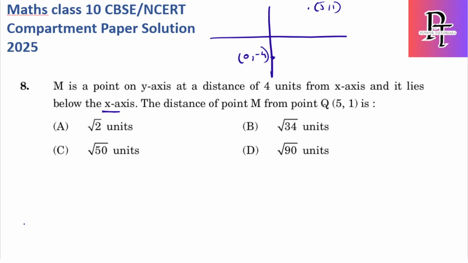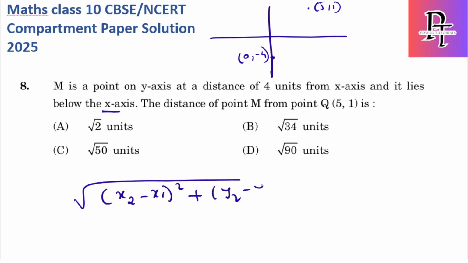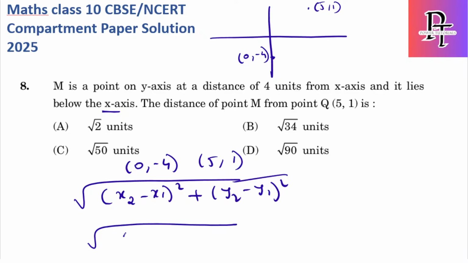They are asking the distance between 2 points. The formula of distance between 2 points is root of x2 minus x1 whole square plus y2 minus y1 whole square. So I'll write the points again here. It is 0, minus 4. And the second point, Q point, is 5, 1. So just substitute the values. It is 5 minus 0 whole square plus y2 is 1, 1 minus of minus 4 becomes 1 plus 4 whole square. So root of 25 plus 25 is root of 50, which is C.